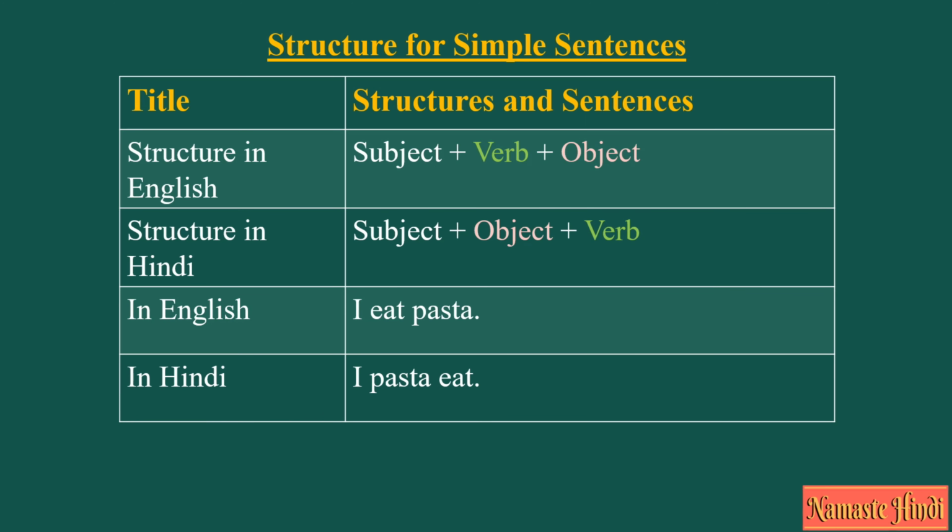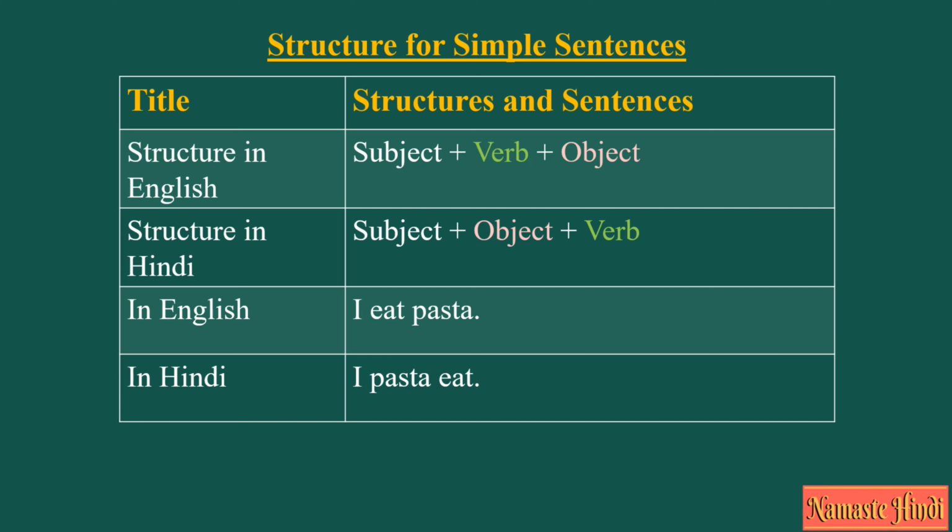Structure for simple sentences. Structure in English is subject plus verb plus object. Structure in Hindi is subject plus object plus verb. So for example, in English, I eat pasta, but in Hindi, it's I pasta eat.